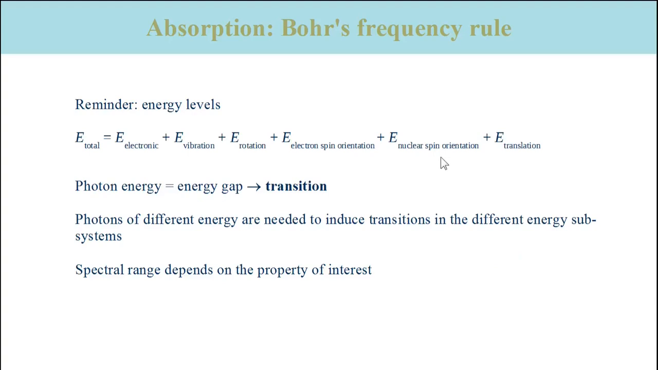The gaps can be overcome by absorbing a photon with an energy that matches an energy gap. Thus, photons with low energy are needed to induce transitions between close energy levels, while photons with large energy are needed for transitions between distant energy levels. As the energy gaps in the different subsystems are very different, photons of different energies are needed to induce transitions in the different energy subsystems, or, in other words, to probe different properties of the system.